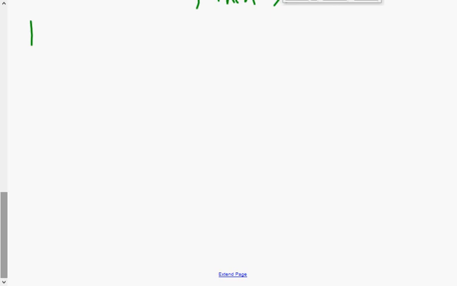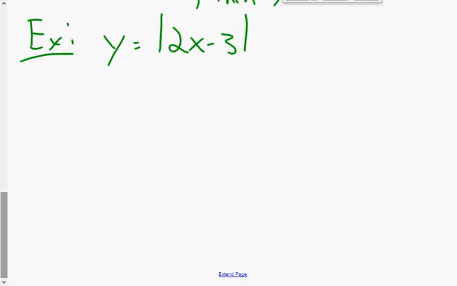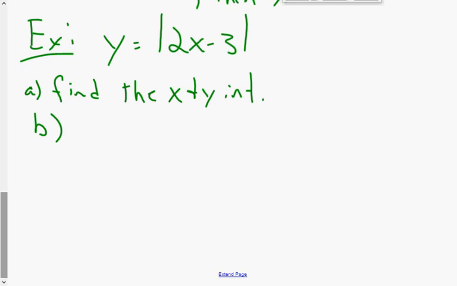So let's do an example. y equals the absolute value of 2x minus 3. So what we're going to do, we're going to do a few things. Find the x and y intercept. Then we are going to sketch it. The sketching is really simple because they make the same shape. All right, spoiler.